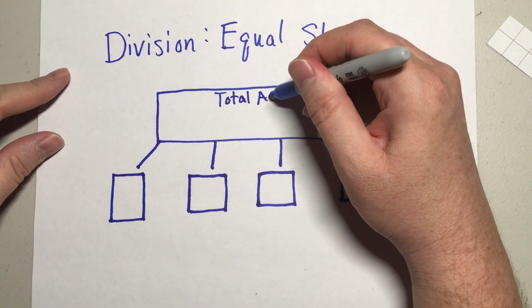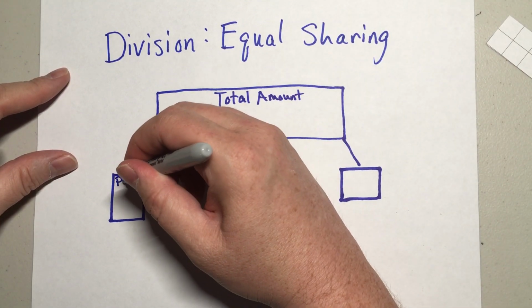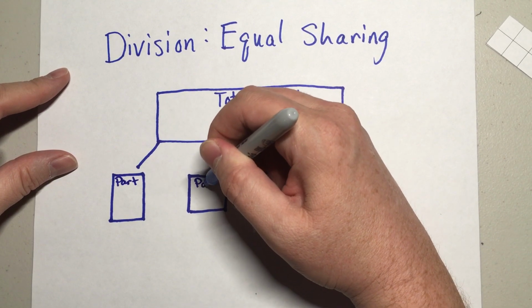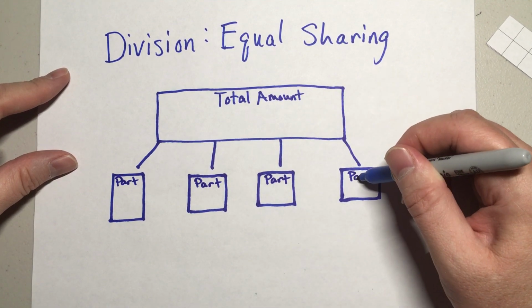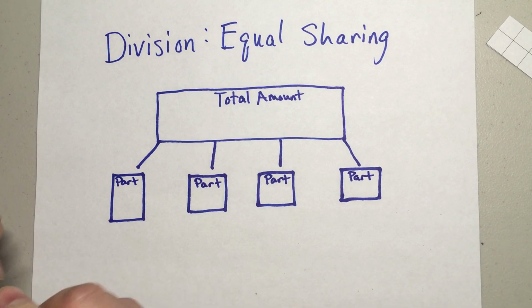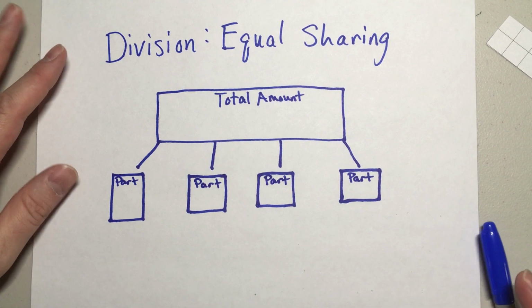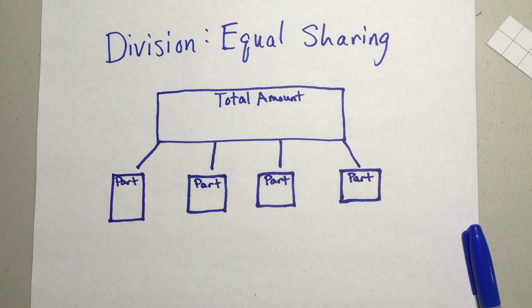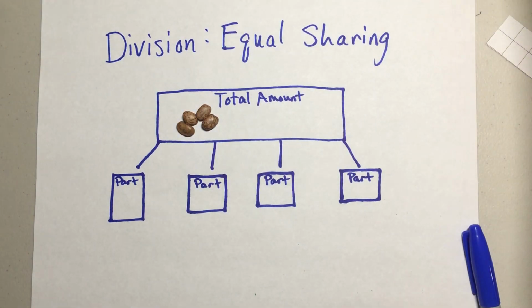So, we have the total amount, and then we have our equal parts. Okay. This sharing mat, you would only be able to share into 4 equal parts with this one. So let's get back to the pinto beans. Probably shouldn't have put them back in the bowl, but that's okay. They're on top.